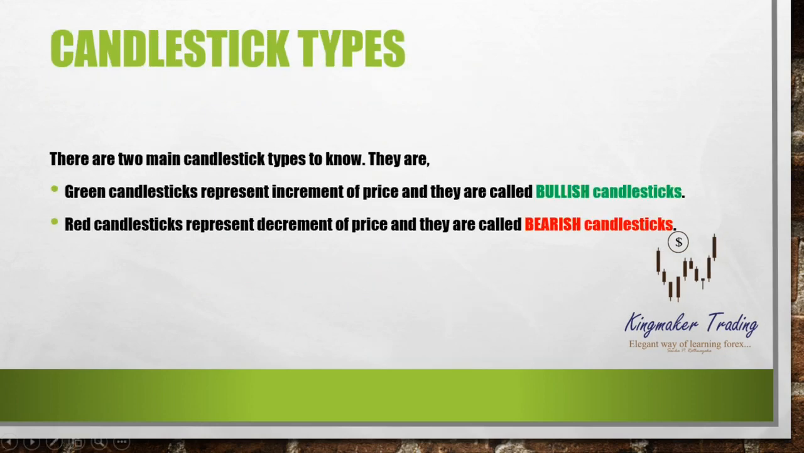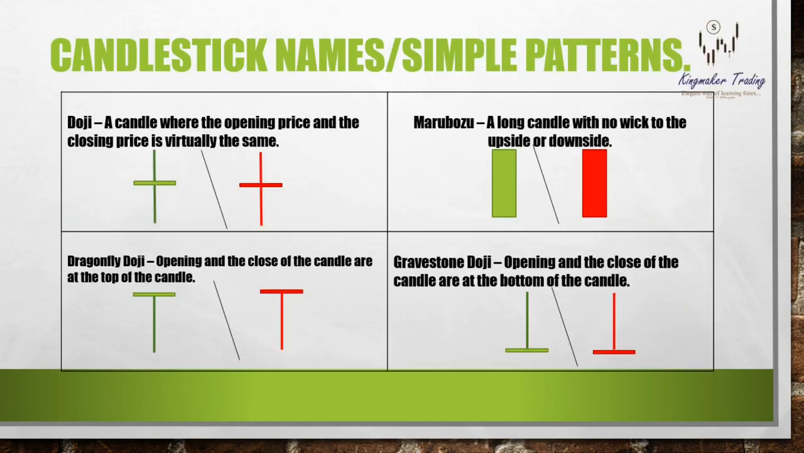Now let's talk about candlestick types. There are two main candlestick types to know. Green candles represent an increment of price and they are called bullish candlesticks. As I said before, a red candlestick represents a decrement of price and they are called bearish candlesticks. Okay, I will explain to you why these candles are called bullish and bearish in the next video. Okay, now let's move on.